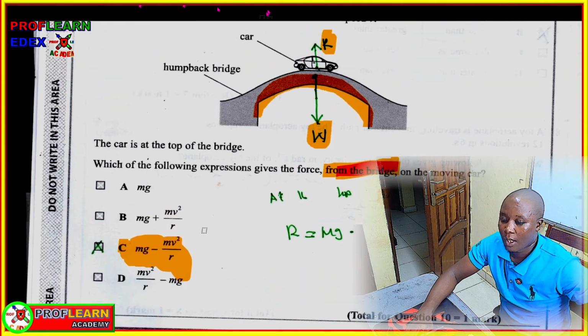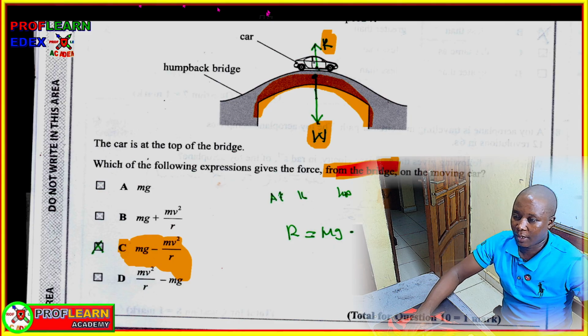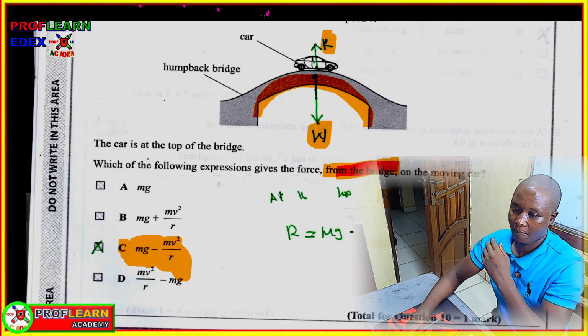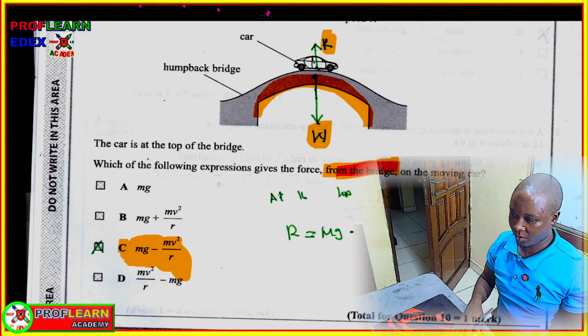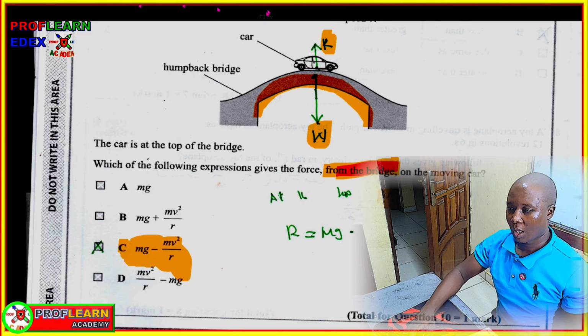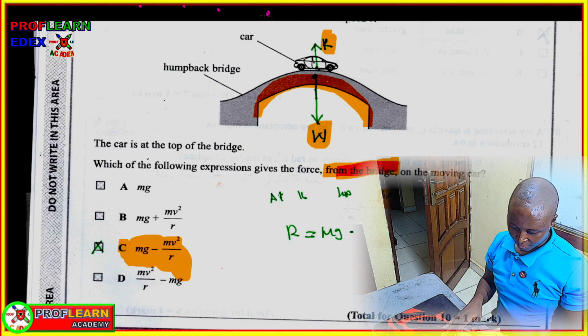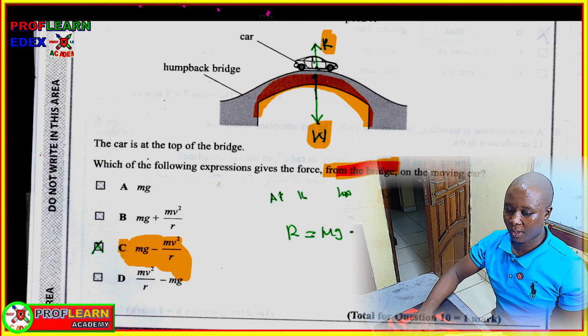So that marks the end of the multiple choice of this particular paper. The next part that we have is answering structured questions. How do we answer a structured question in this case? So we have question number 11.